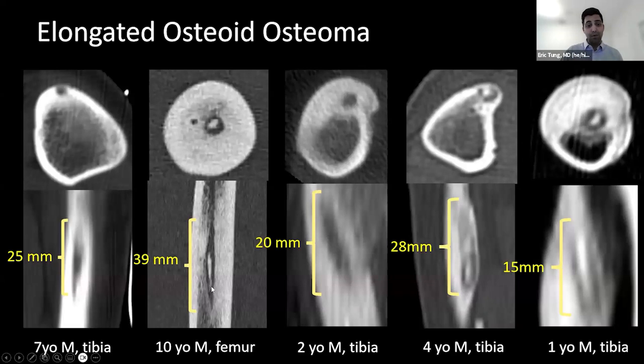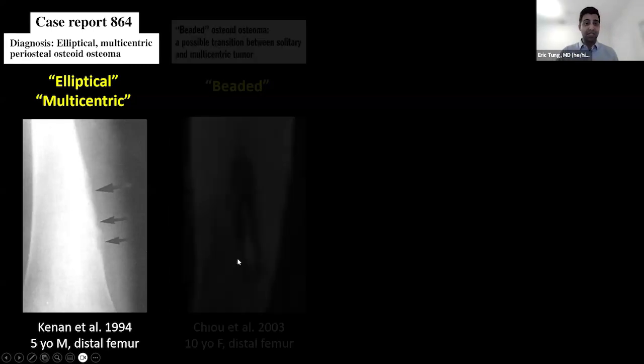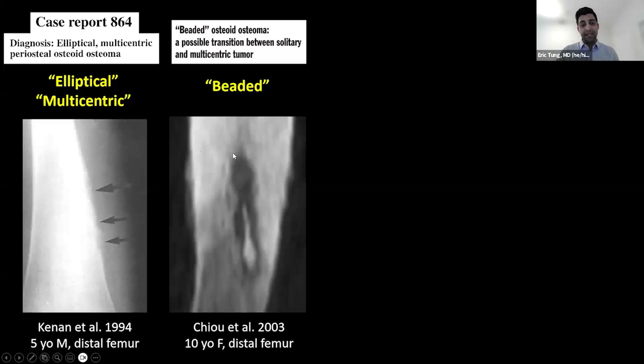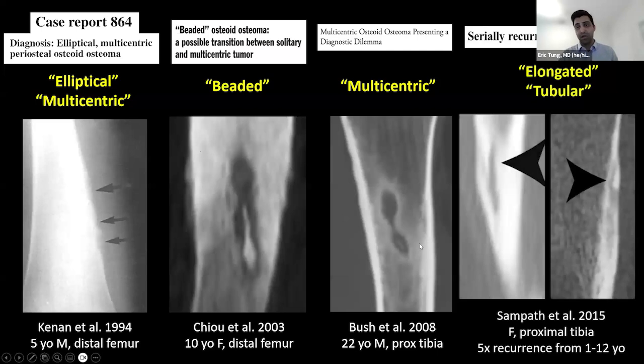This is a very rare case, but we once again see this classic internal mineralization, keeping in mind that they can have this stretched-out appearance. Now, there have been multiple case reports, and these have been described using different names. They've been called elliptical, or multicentric, sometimes beaded, because they almost seem to have multiple nidi or multiple tumors that are adjacent to each other. They've also been called tubular. All of these are descriptive ways of conveying the shape of these lesions.